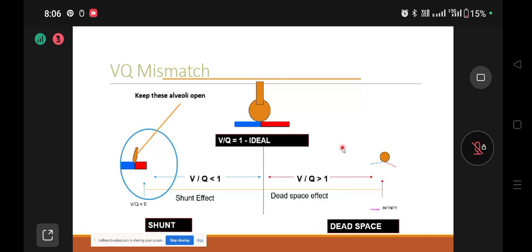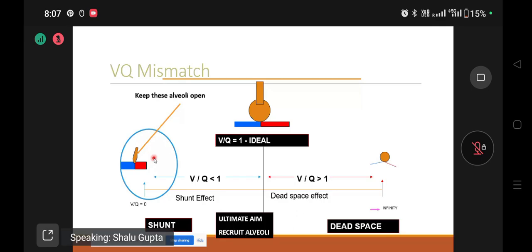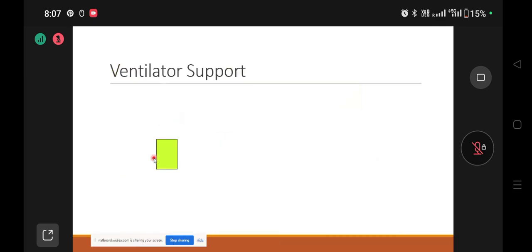And that is what ventilators do, is to keep these alveoli open. So they apply pressures like PEEP to open up these collapsed alveoli and to help these alveoli participate in gaseous exchange. So the ultimate aim would be to have lung recruitment, or to recruit alveoli.